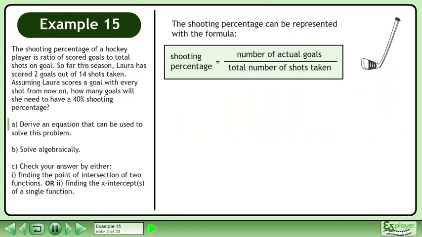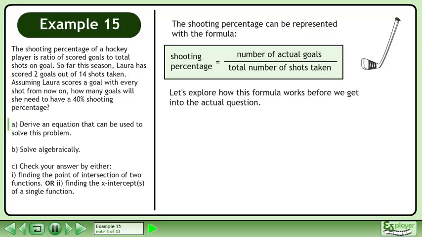The shooting percentage can be represented with the formula: shooting percentage equals the number of actual goals divided by the total number of shots taken. Let's explore how this formula works before we get into the actual question.